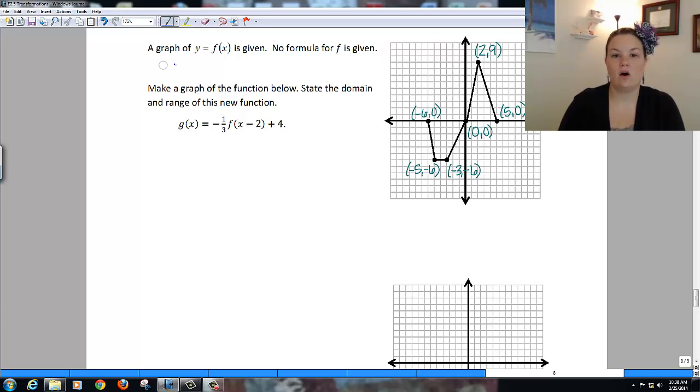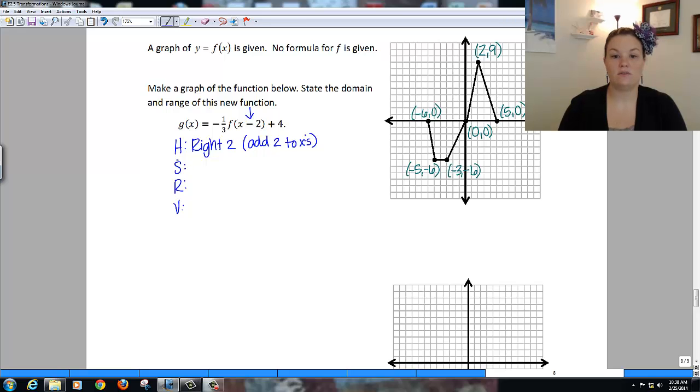I'm going to identify all of my transformations. So I have H, S, R, V. Horizontal: am I adding or subtracting inside the function? I have a subtraction of 2, which is going to move it right 2, which means I'm going to have to add 2 to my x's when I do my chart.